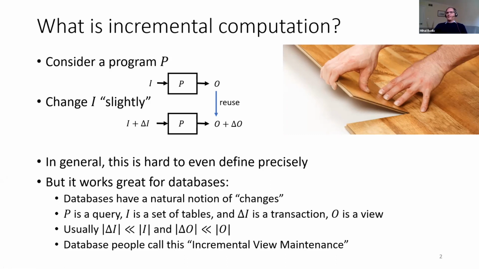Why? Because databases have a natural notion of a change. In a database, think of P as being a query, I being a set of tables, and delta I is a change that you apply to your tables, which is what a transaction does. And O, you can think of O as being a view. And why would you want to compute incrementally? Because often the changes you apply to your database are much smaller than the database itself. And hopefully the output changes in your views are also much smaller than the views themselves. So maybe you can do this much more efficiently than if you recompute the entire query over the new input. So in databases, this is called incremental view maintenance.